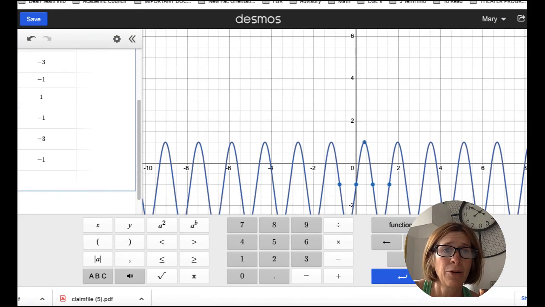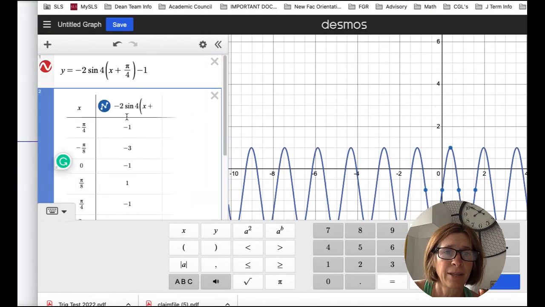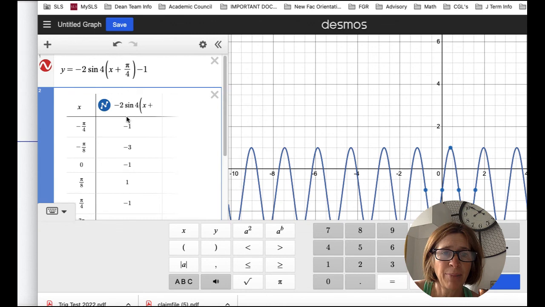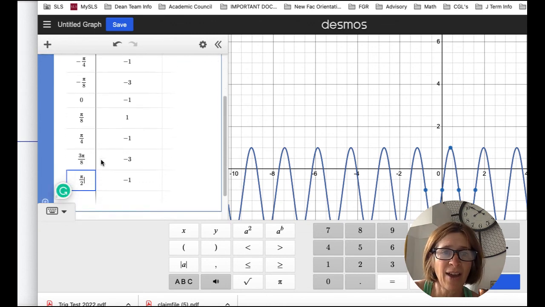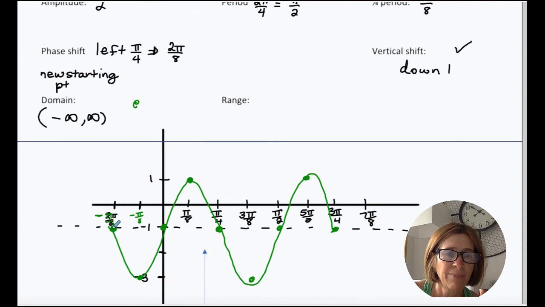I put the graph into Desmos here. And so I put in my graph. And then I plugged in my points, my x values that I came up with along the x-axis. And you can see it's starting at negative pi over 4 to negative 1, gives me a y value of negative 1. Negative pi over 8 was at negative 3, 0, negative 1. So you can see those values. Then pi over 4, which was at negative 1, then down to negative 3, then up to negative 1, and then back up to 1.